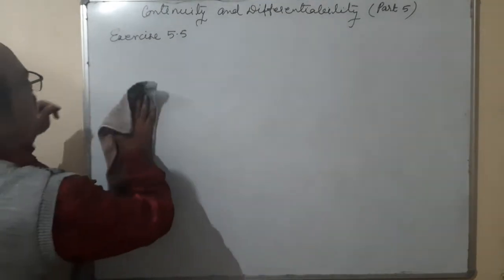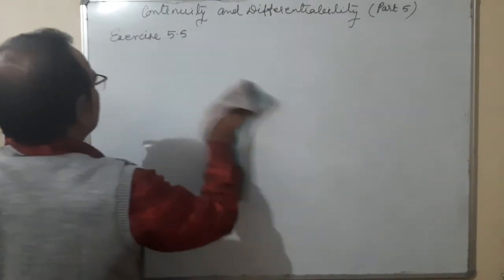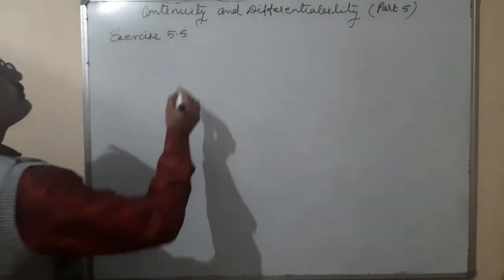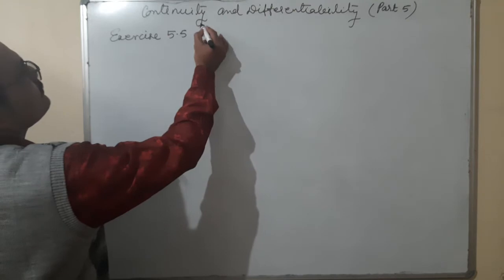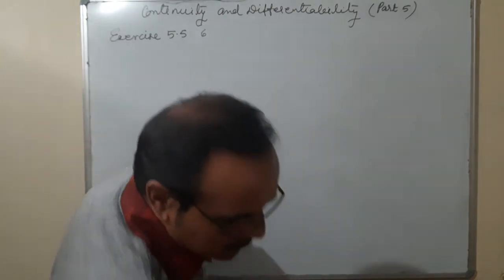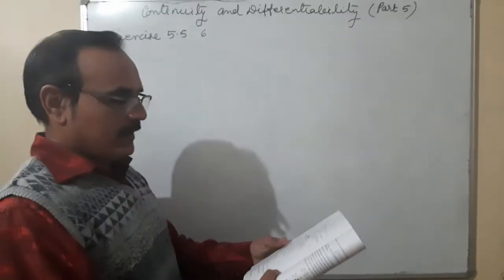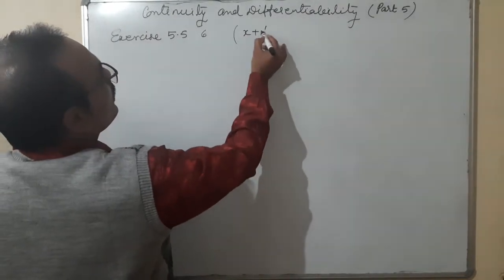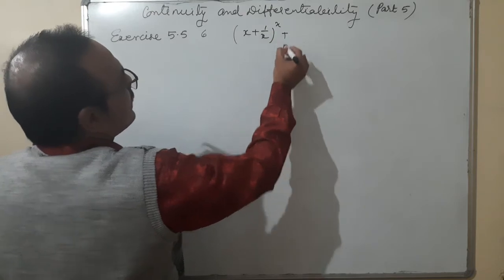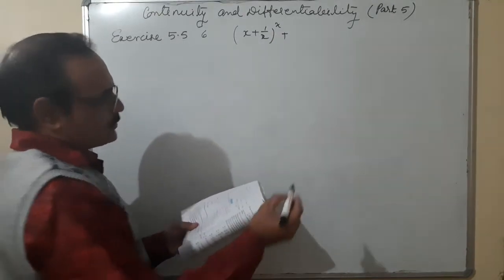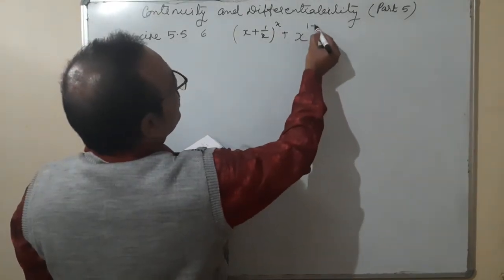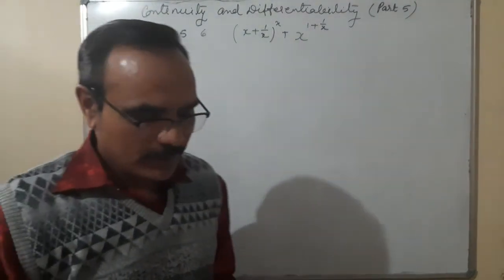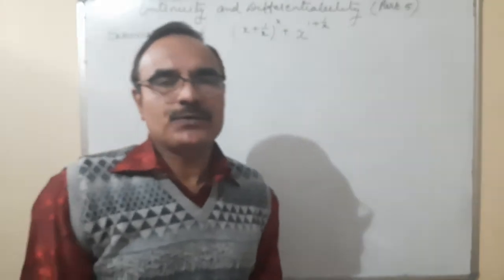Question number 6. What is it? Sixth question is (x + 1/x)^x + x^(1 + 1/x). Differentiate with respect to x. Okay.